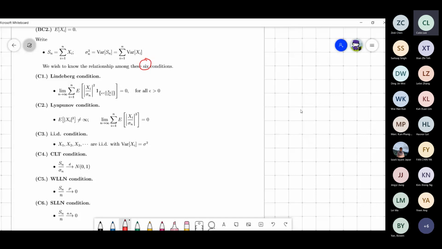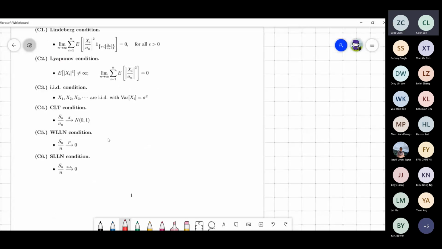Central limit theorem condition, that is Sn over sigma n converges in distribution to the standard normal distribution. And 5 and 6 we're going to discuss in the next sections. So the weak law of large numbers and the strong law of large numbers. So we leave this for first. Just look at this.